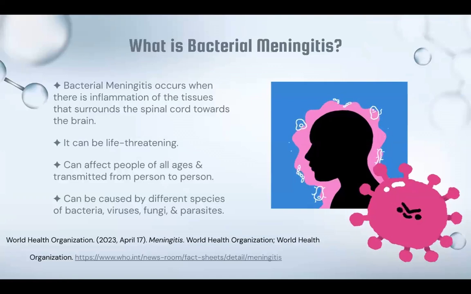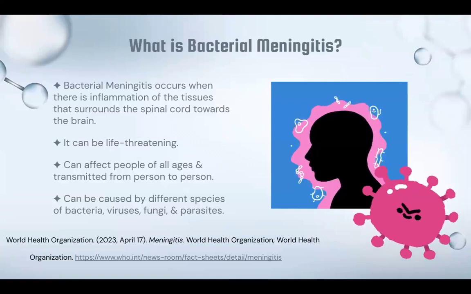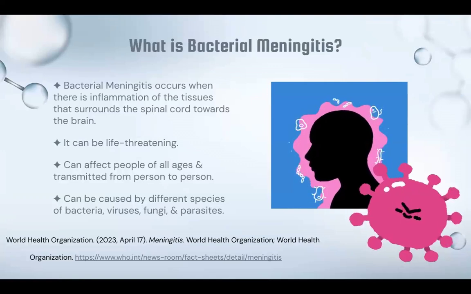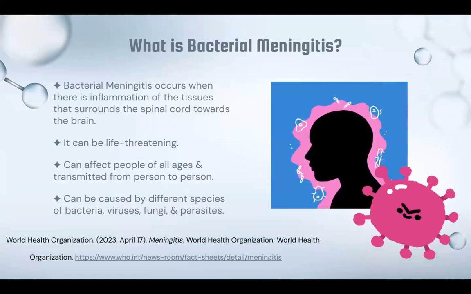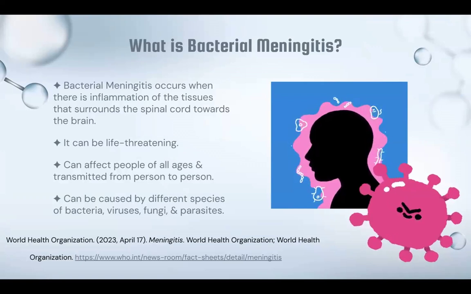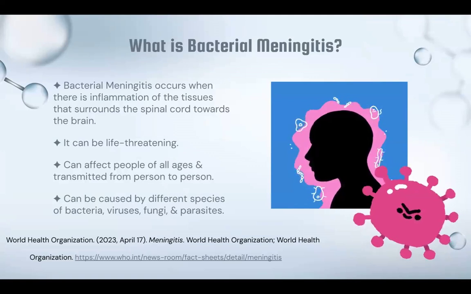So what is bacterial meningitis? Bacterial meningitis occurs when there is inflammation of the tissues that surround the spinal cord towards the brain. It can be life-threatening and could affect people of all ages, is transmitted from person to person, and can be caused by different species of bacteria, viruses, fungi, and parasites.